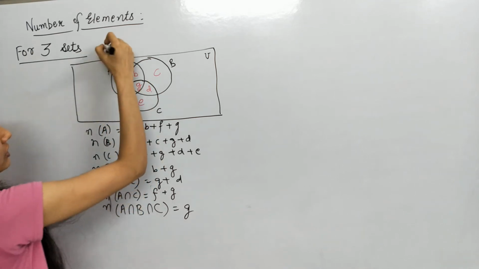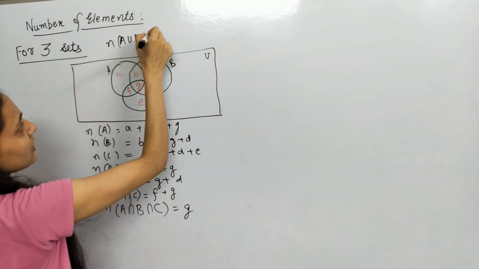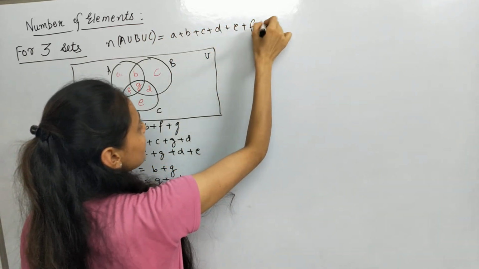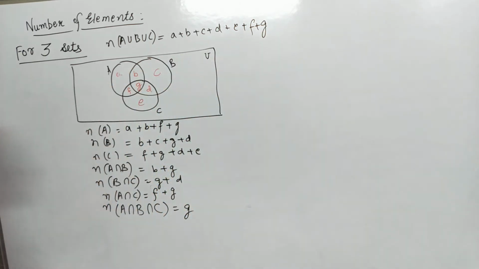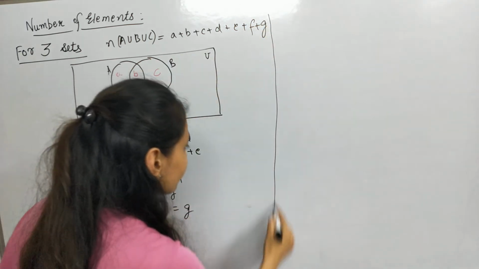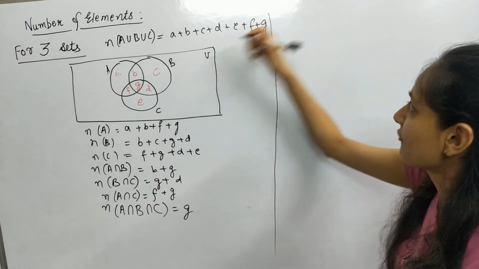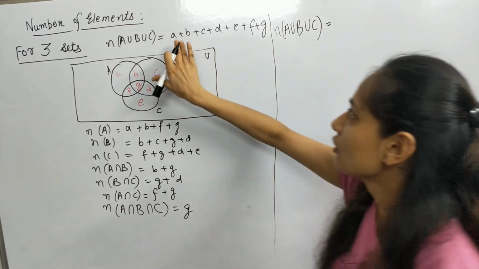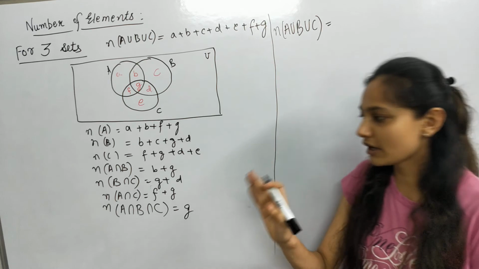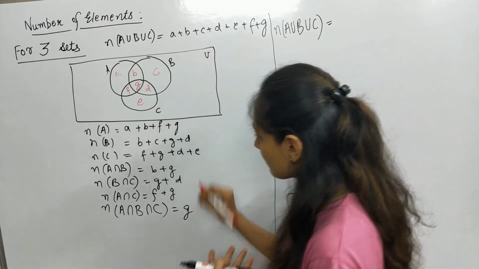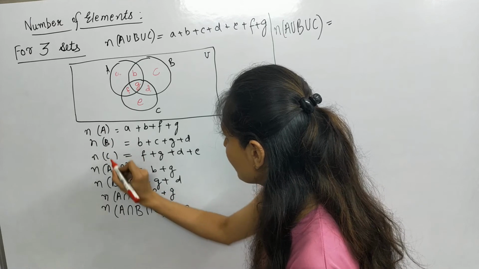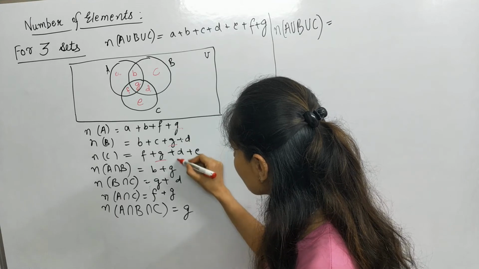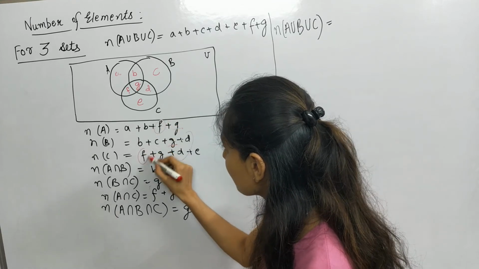If we see the union, n of A union B union C will be a plus b plus c plus d plus e plus f plus g. This will be their union, adding up all these. So what will be the formula? We have to write the union of A, B and C, meaning all these elements should be counted once. But you see here that g is repeated. When we write the number of elements in A, B and C, g comes 3 times, d comes 2 times, and similarly f comes 2 times.